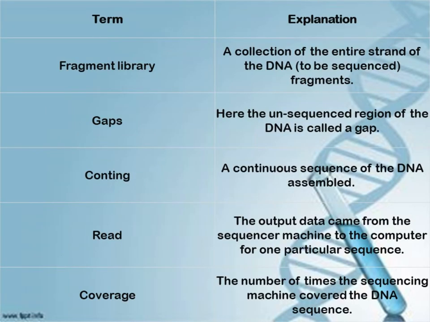And to understand each methodology in detail, there is some terminology that we need to understand. First is fragment library, that is a collection of fragments of the entire strand of the DNA to be sequenced. Next is gaps. Here the unsequenced regions of the DNA are called gaps. Contig, a continuous sequence of the DNA assembled. Read, that is the output data that came from the sequencer machine to the computer for one particular sequence. And coverage, the number of times the sequencing machine covered the DNA sequence.